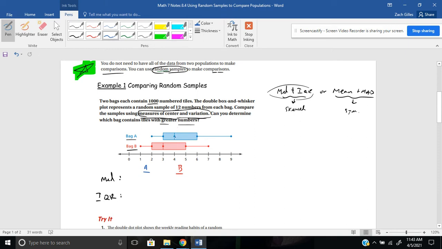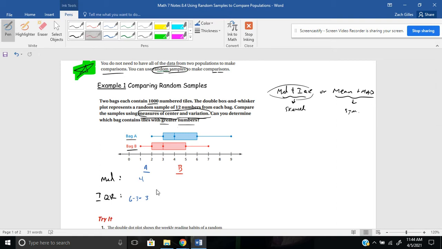So the median for bag A, remember this middle line in the box is our median, so that is at 4. And the interquartile range is the difference between the ends of the boxes. So 6 minus 3 would give me 3. So there's a range of 3, right? Remember, this inside the box represents 50% of our data. So half of our numbers are between 3 and 6.